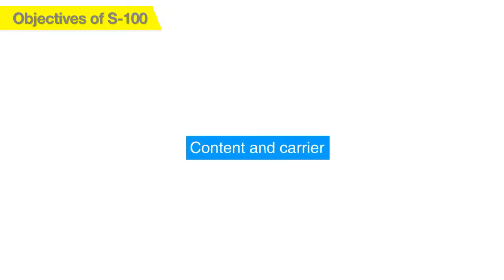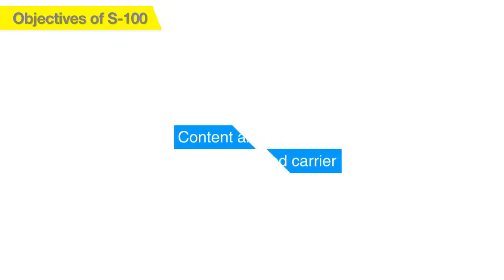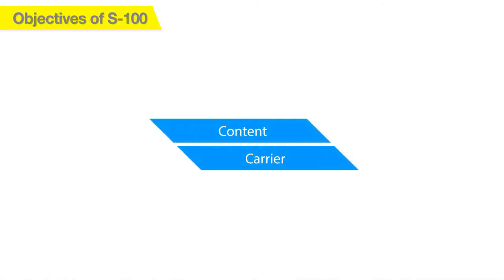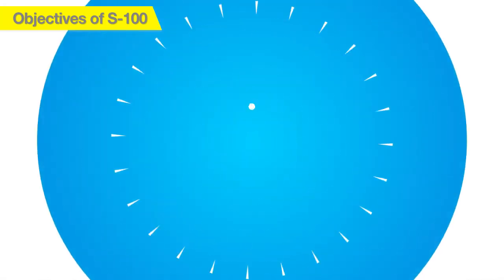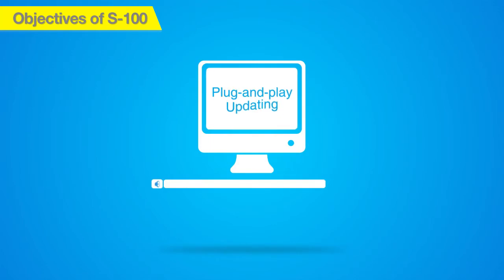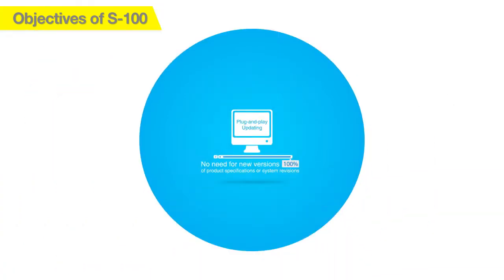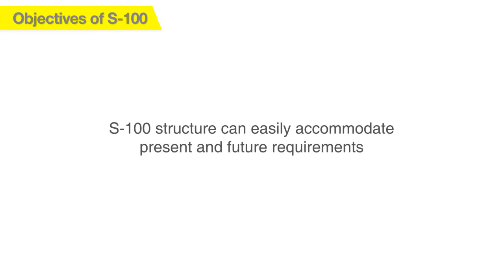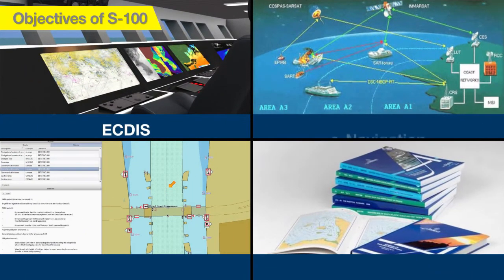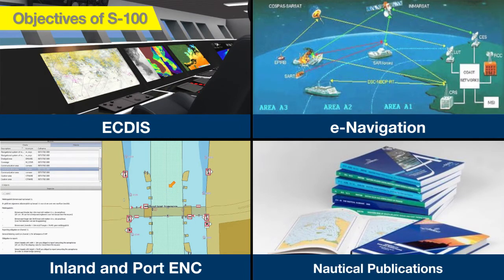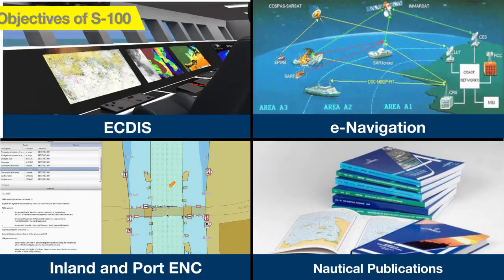Here are the key features of S100. The content of a data set and carrier are independent. And when users update the version of the standard, updating is simple with plug and play. In addition, S100 can easily accommodate requirements of e-navigation, inland and port ENC, and nautical publications as well as ECDIS.